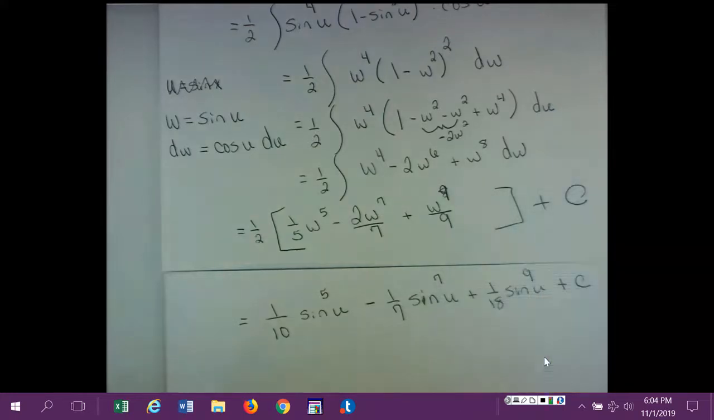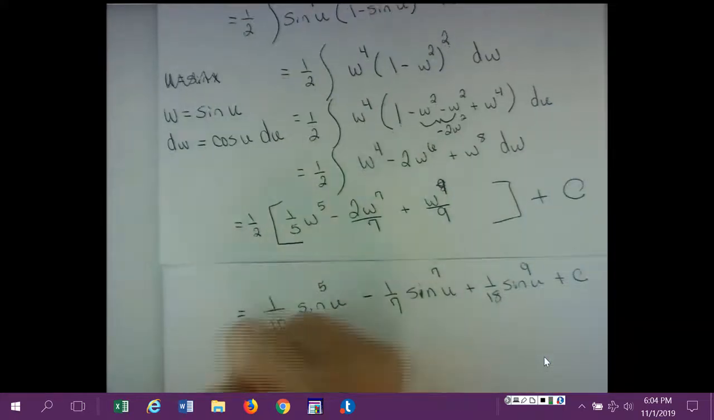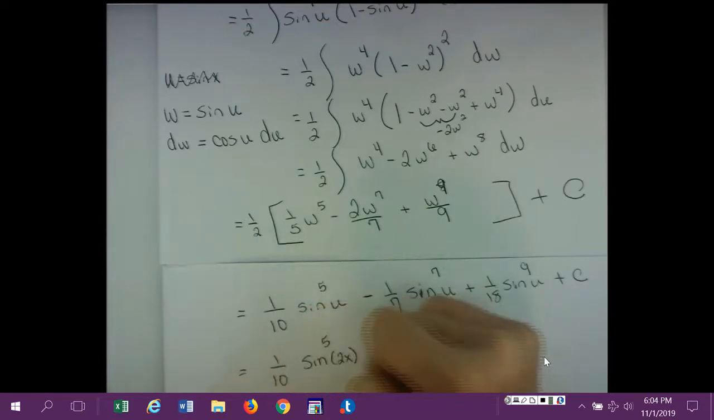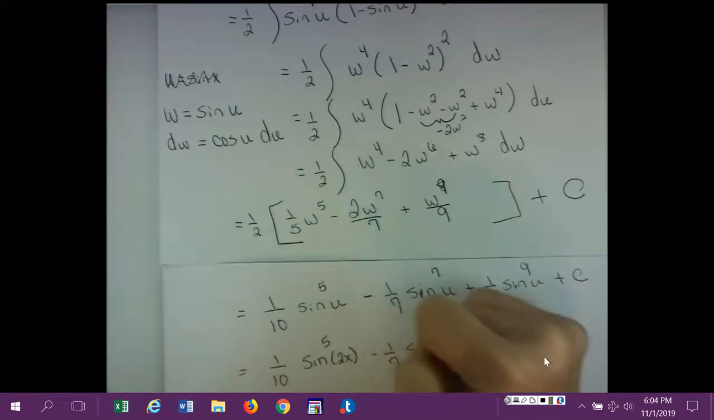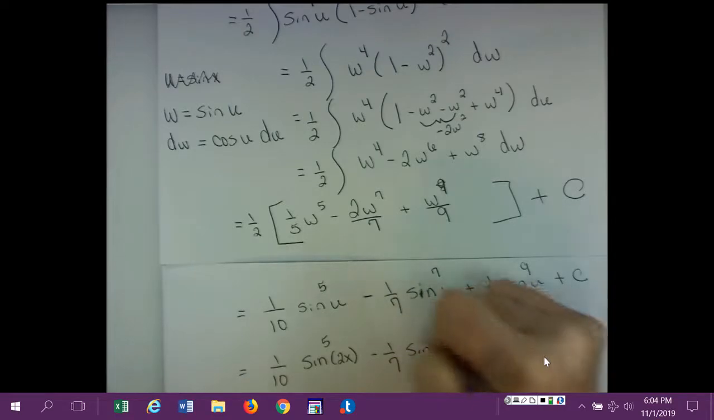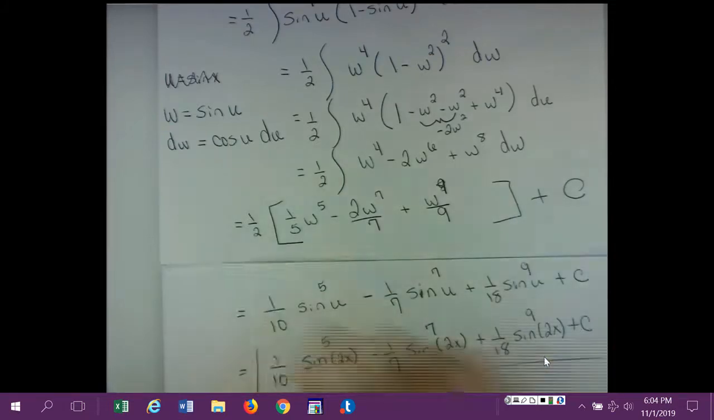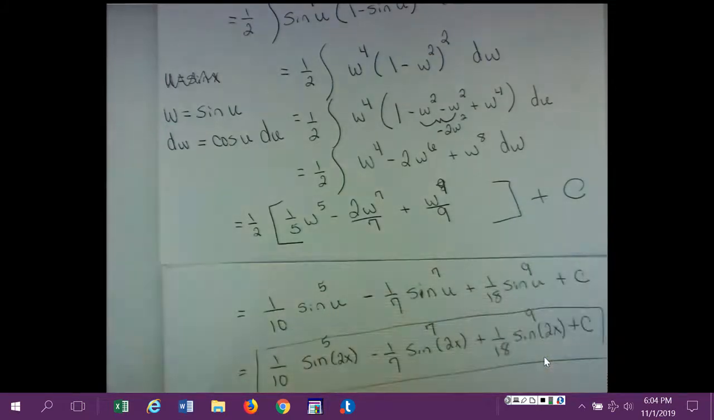And then u was 2x. So 1/10 sine of 2x to the 5th minus 1 over 7 sine of 2x to the 7th plus 1 over 18 sine of 2x to the 9th plus c. And there's your final answer for this problem. And again, we followed the bullets.